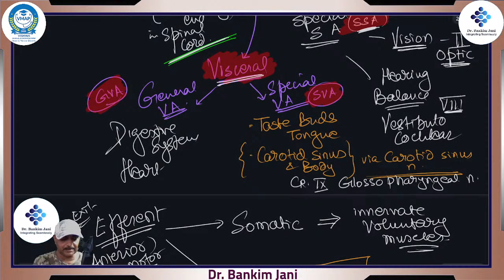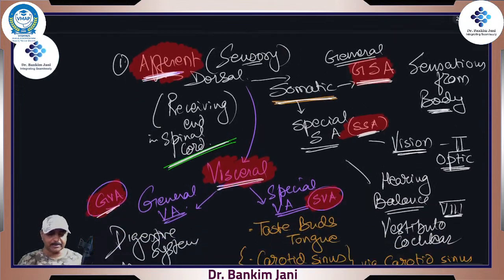In the general, there is the digestive system, heart, rest of the body, right? But in case of special visceral afferent, tongue, taste buds, and the carotid sinus and body, they are just sending the sensation that this is sweet, this is tasty, this is not tasty, and so on, right? All those things. And carotid sinus and carotid body have the baroreceptors. So if they are stretched, they will just send the signal, boss, I am stretched. Brain would understand that if this signal is coming from the carotid sinus, that means the blood pressure is more. Let me send messages to our sympathetic office, and then it will start working on it. So here it is via carotid sinus and it goes in via the glossopharyngeal nerve. So that's the game of receiving centers.